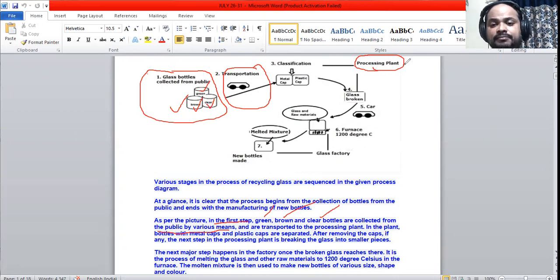Inside the plant, what happens? The bottles with metal caps and plastic caps are separated. So separation is the process number 1 in the processing plant.